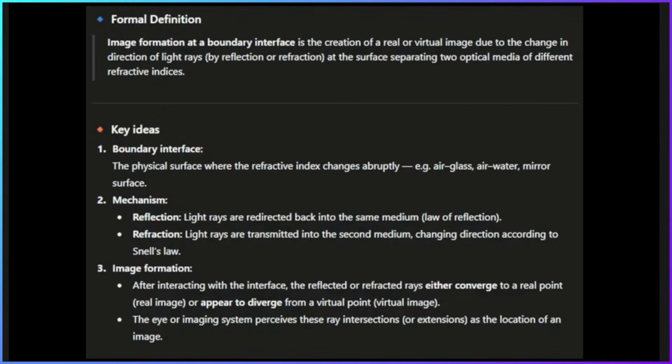So the light is going from one medium with a refractive index, and then it's entering another medium with a different refractive index. So there's a jump, an abrupt change, and a change in the direction of light rays. I think that is very significant when talking about refraction: this effect happens specifically at a boundary interface. It does not happen within a single medium.